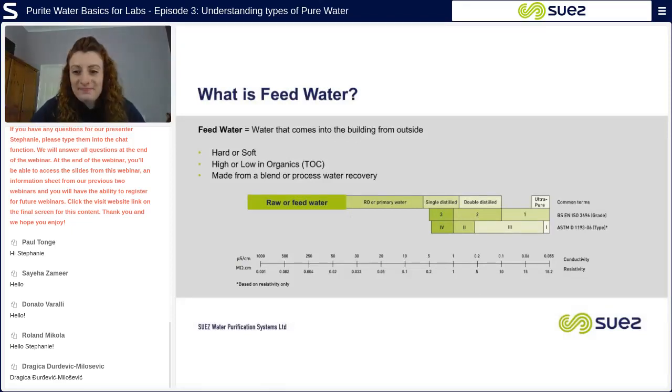What is feed water? Feed water, or raw water, is water that comes into the building from outside, where the feed water quality depends on your geographic location. When it rains, water runs through the land and is subsequently evaporated, forming the water cycle. If you live in an area where the land has a high limestone content, the rainwater dissolves the limestone into calcium and magnesium ions, which flows into the source water.